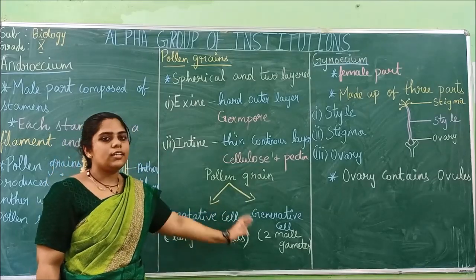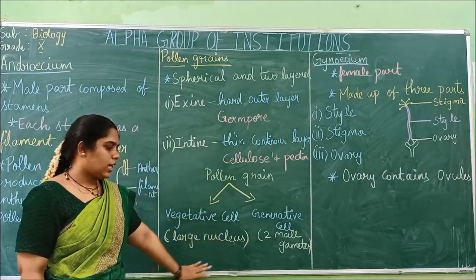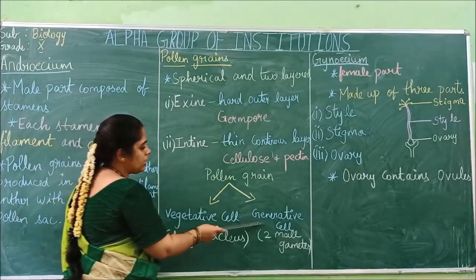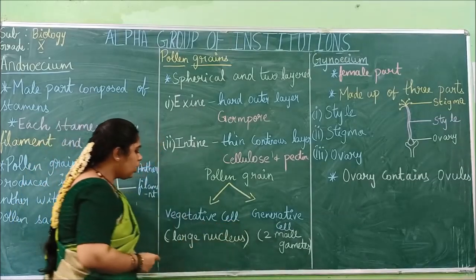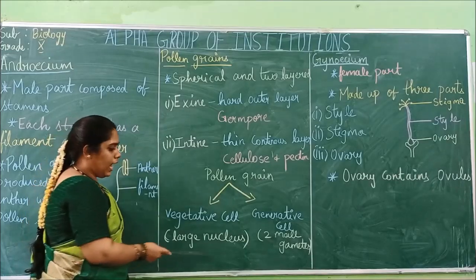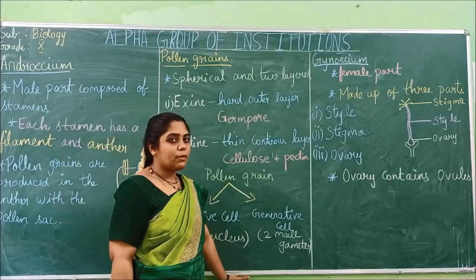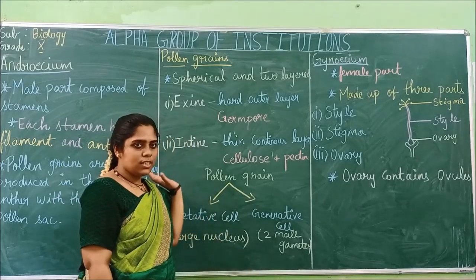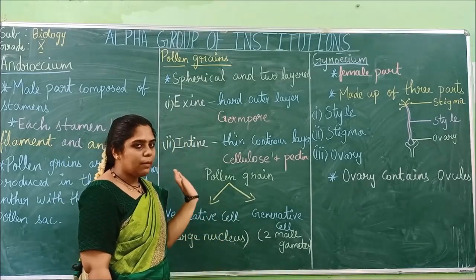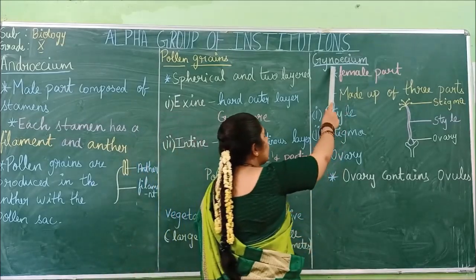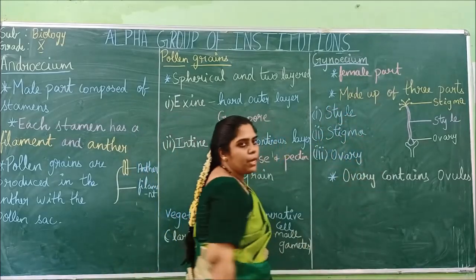Pollen grains contain two types of cells. One is the vegetative cell and the other is the generative cell. Vegetative cell has a large nucleus in it, and generative cell has two male gametes. Why male gametes? Because it is androecium, the male part. So two male gametes are present. And gynoecium is the female part.